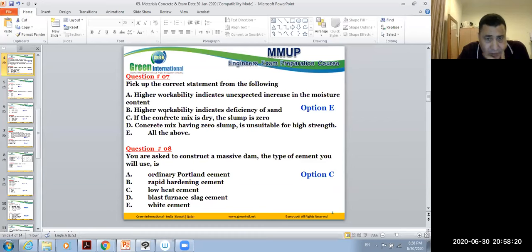Okay, higher workability indicates deficiency of sand, of course. If the concrete mix is dry, the slump is zero, all of them correct. Concrete mix having zero slump is unsuitable for high strength. This is correct. What is the problem here? Pick up the correct statement, and all of them are correct statements.